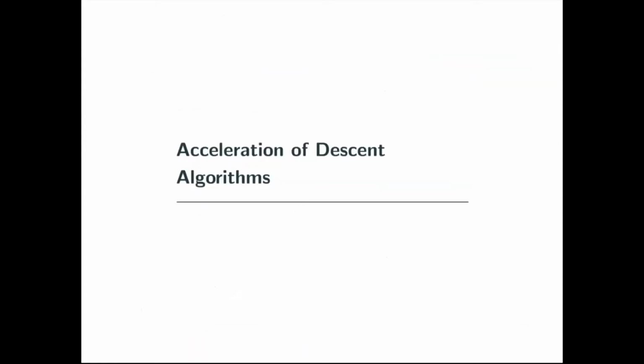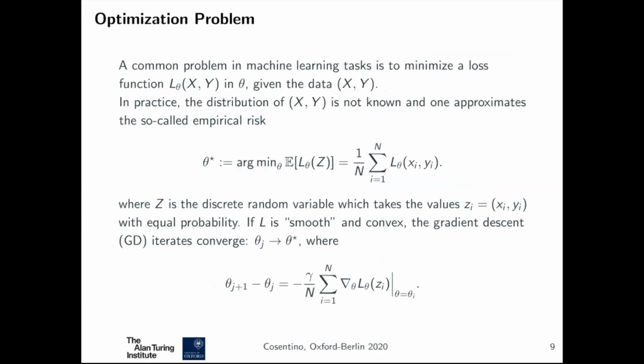So now let's see how we can link this work with the acceleration of descent algorithms. Usually in statistics, machine learning, or optimization, what we want to do is to minimize a certain loss function which is given with a certain data set x, y. So we want to minimize it in some parameter theta, and therefore what we want to do, at the end of the day, is to find the theta star given by the arg min of the expectation, where at this point we don't know the true measure on the points.